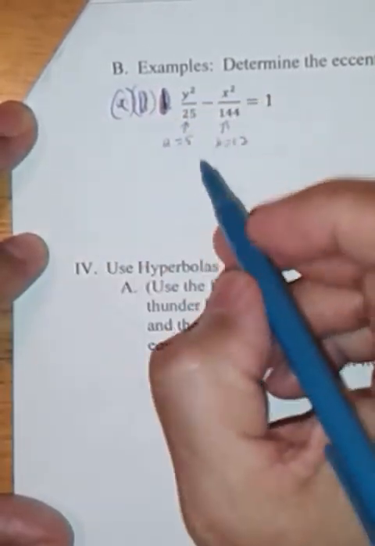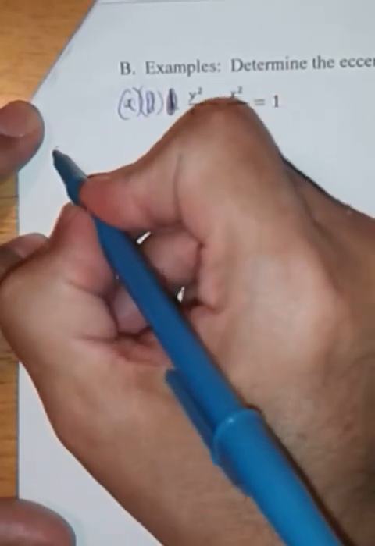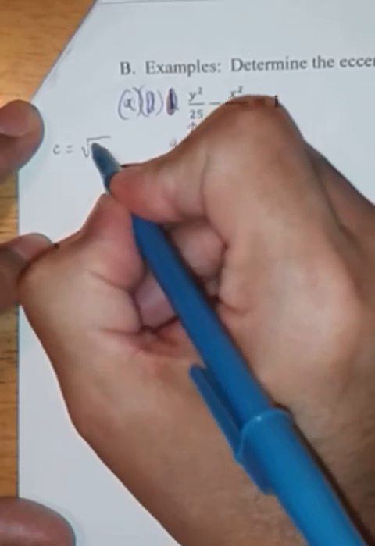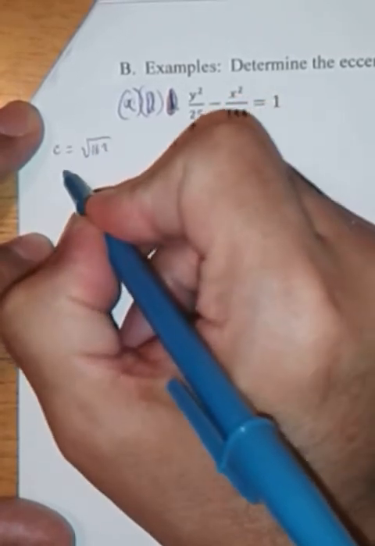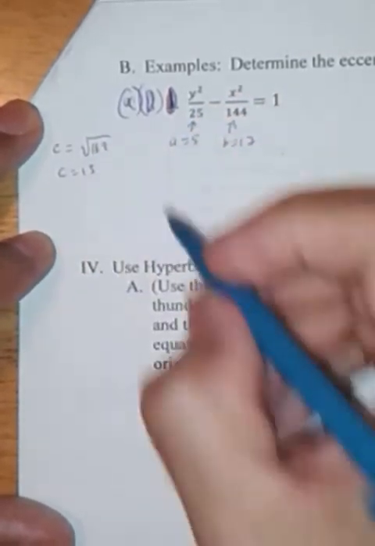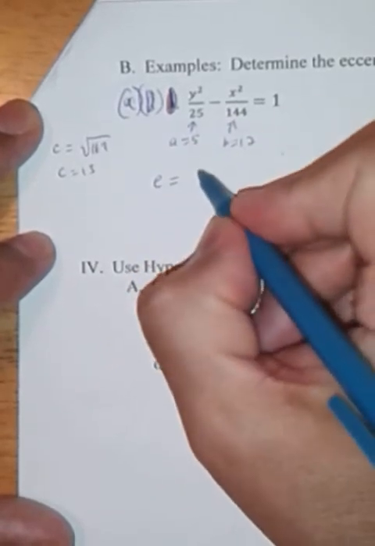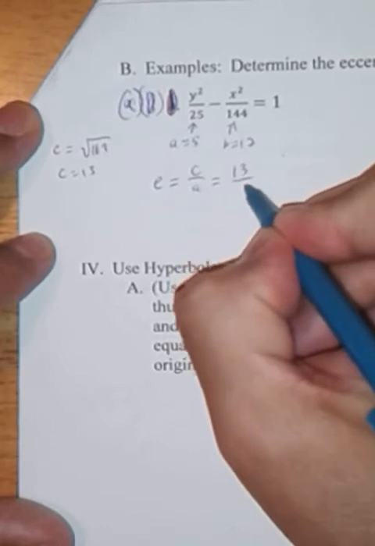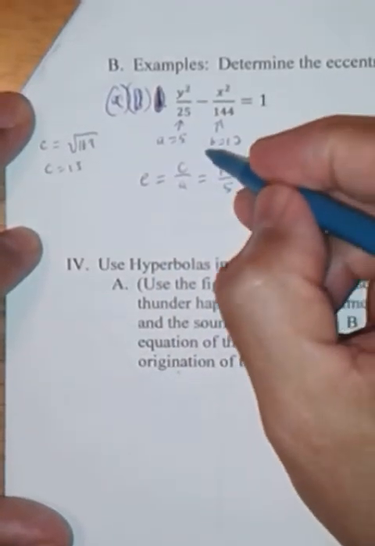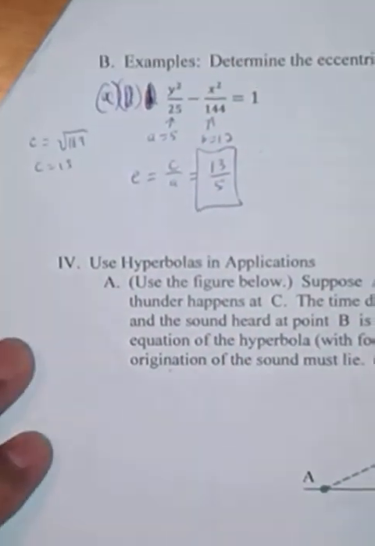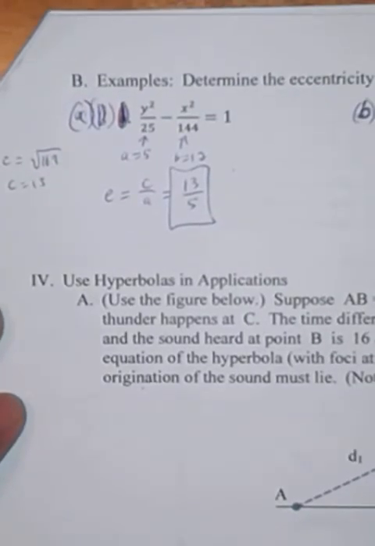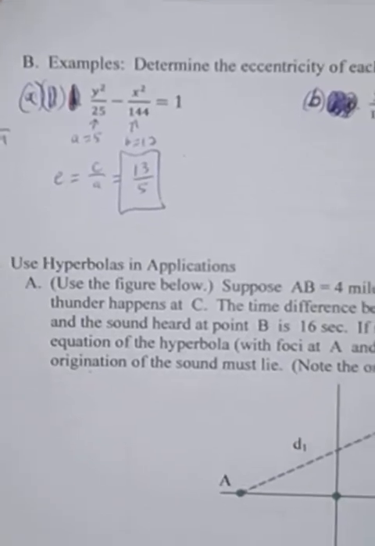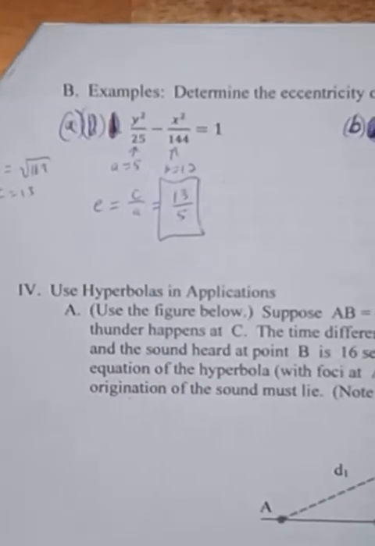And c is the square root of the sum of those two squares, so c is the square root of 169, which is 13. All right, so e is c over a, and that would give us 13 over 5. Now notice that you want to be able to compare to some other numbers, right? And so we'll leave it at that. So that's the eccentricity right there.